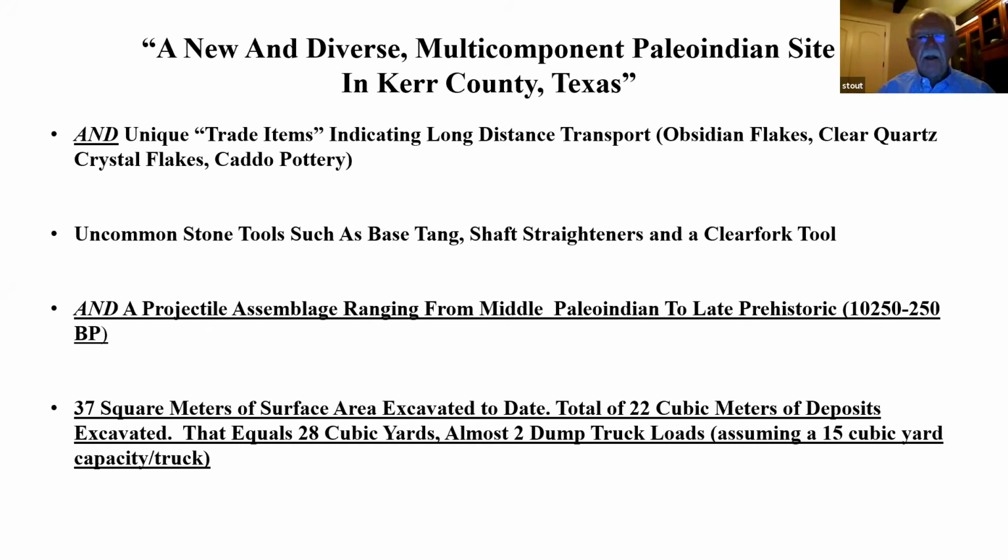What we have done to date in the site is we have carefully surveyed and then excavated by trowel 37 square meters of surface area, not all in one place, but scattered over the site, and an estimated 22 cubic meters of archaeological deposits have been troweled, carefully looked at, and then put through 1/4-inch mesh screens just to make sure we didn't miss the small stuff.